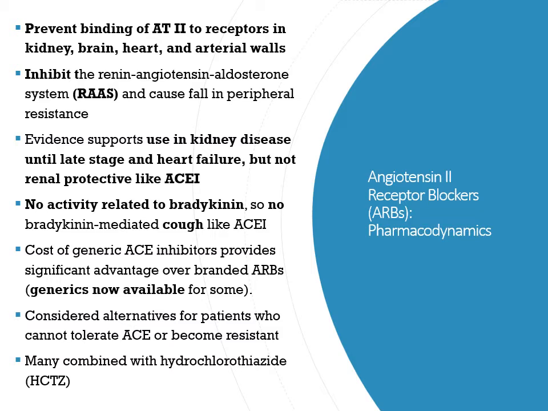and the arterial walls. They inhibit the RAS system so they can decrease peripheral resistance. And they can be used in kidney disease until late stages and also in heart failure, but they're not considered as renal protective, at least, compared to ACE inhibitors. And there's no activity related to bradykinin, so they don't get that bradykinin-mediated cough. And as I mentioned, patients will often be switched from an ACE inhibitor to an ARB.